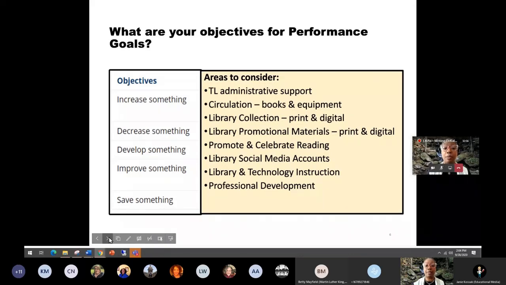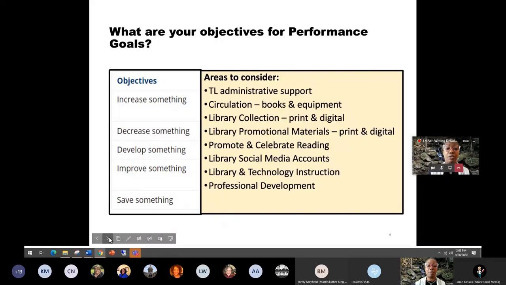As you are developing your performance goals, keep these things in mind. You are supporting the TLs and administrative support at 2 schools. You are assisting with circulation of books and equipment. And even though we are working virtually, we know that some of you are providing assistance face-to-face from time to time. You are providing support with the library collection, both print and digital. We encourage you to promote the materials in the media center, both print and digital.